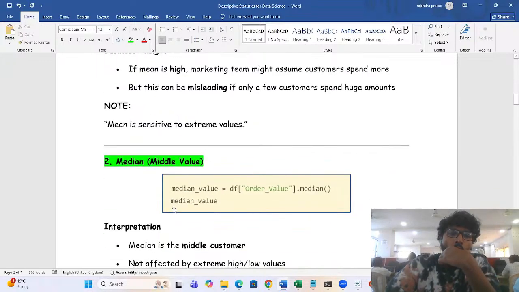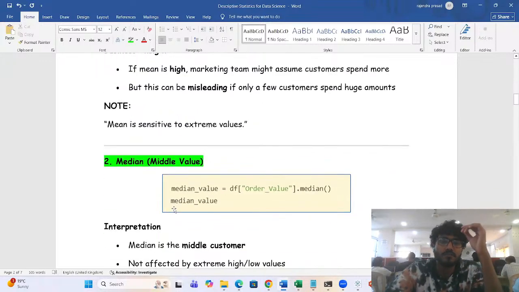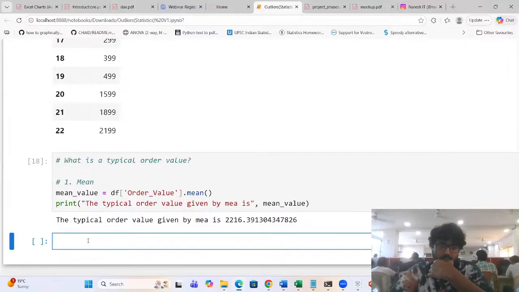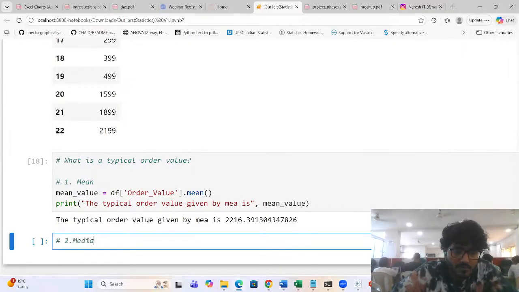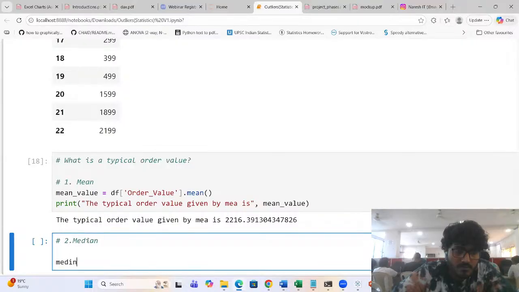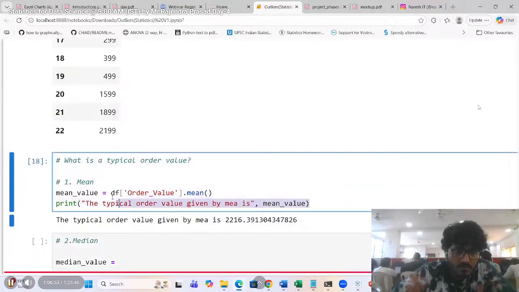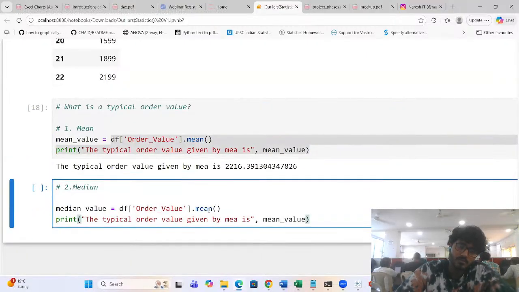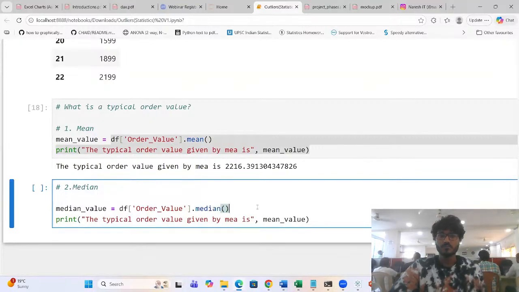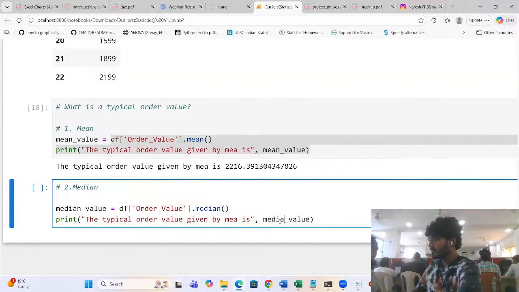So we go by calculating the median, that is nothing but the middle value. How do you calculate it? Same. There are already predefined functions in pandas, so we go by using that. Now we address the same question by using the second metric, that is median. Let's say median_value is equal to, let me copy and paste over here. In place of mean, I need to use median.